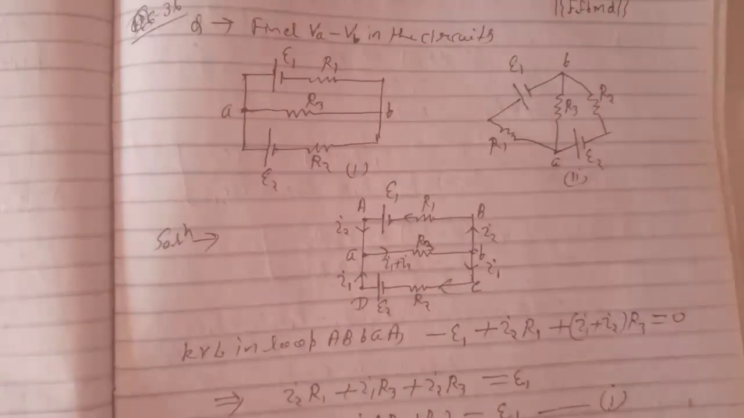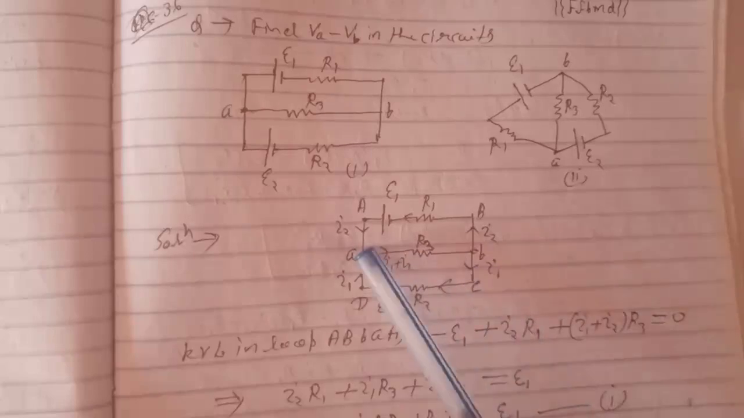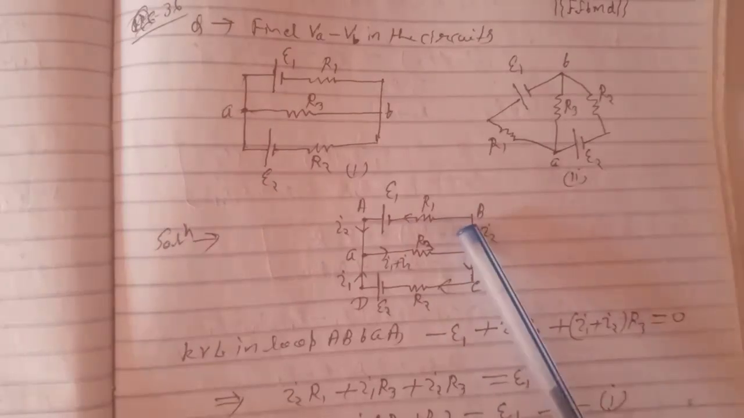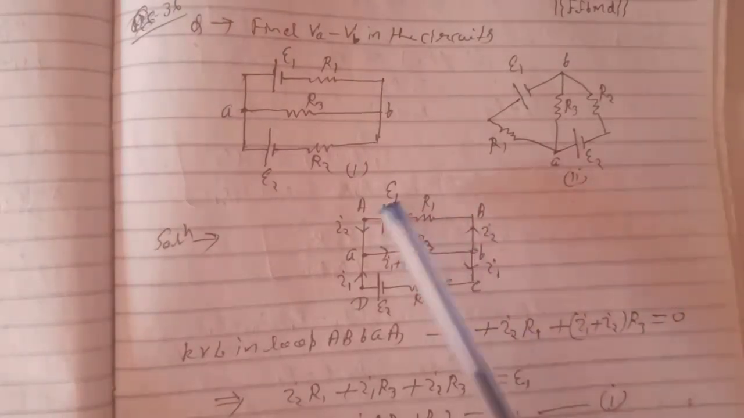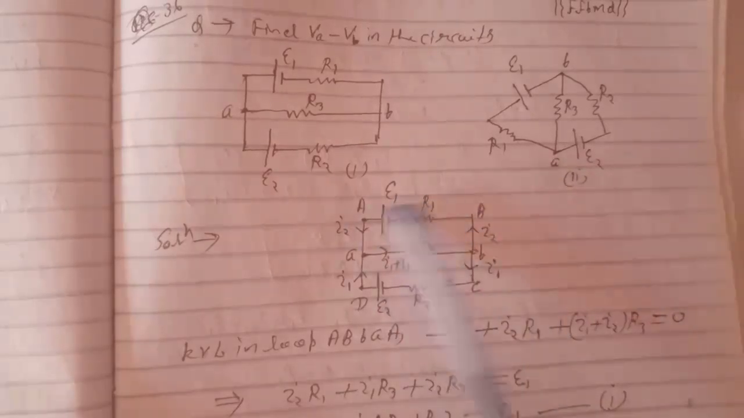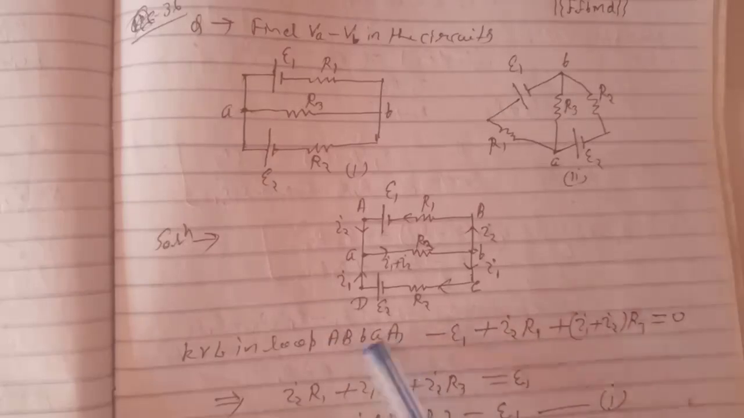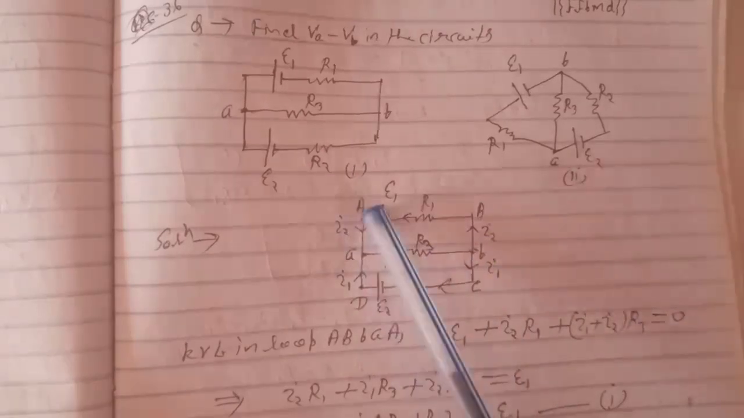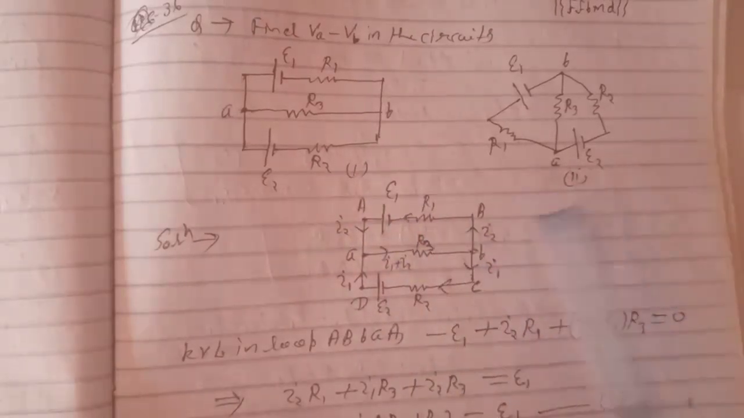Resistances are given, so we can apply KVL. We have to select the loop and then apply the Kirchhoff voltage rule. So KVL in loop A, B, B, A, A. This is the loop where I am going to apply the Kirchhoff voltage rule, going in the direction as written here. So we are going from A to B, B to B, B to A and A to A, so that our loop is complete.